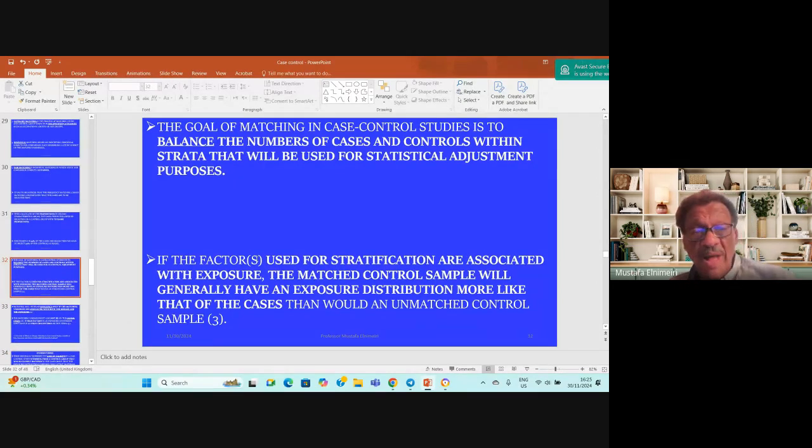The goal of matching in case control studies is to balance the numbers of cases and controls within strata that will be used for statistical adjustment purposes. If the factors used for stratification are associated with exposure, the matched control sample will generally have an exposure distribution more like that of the cases than would an unmatched control sample.